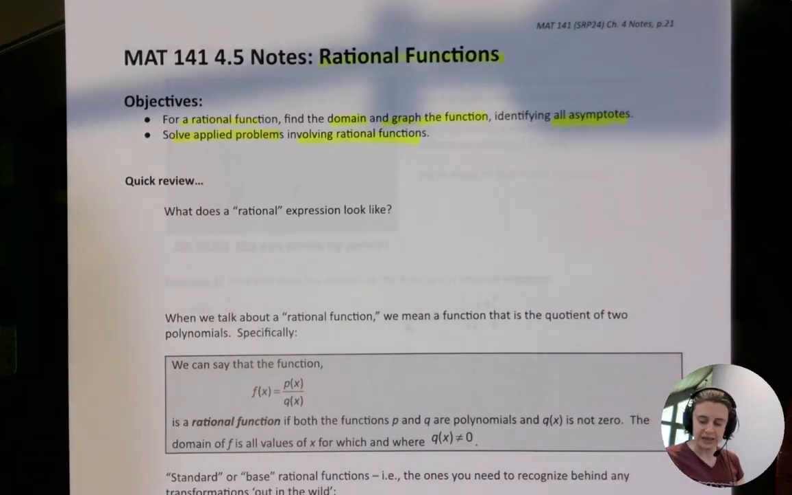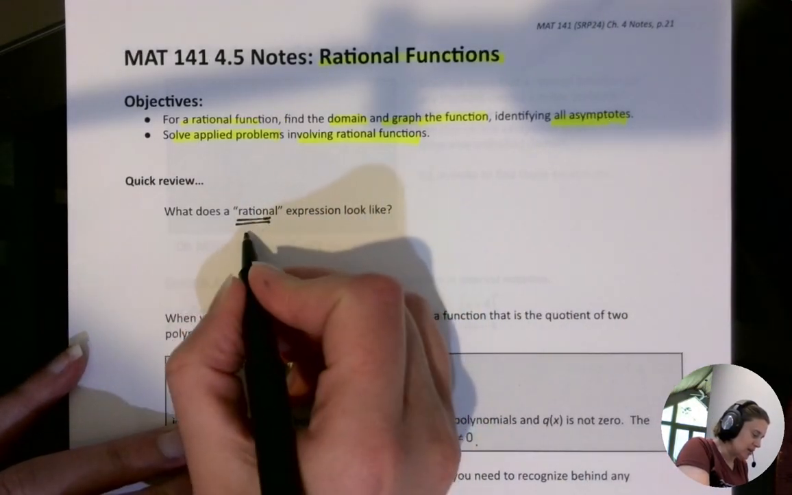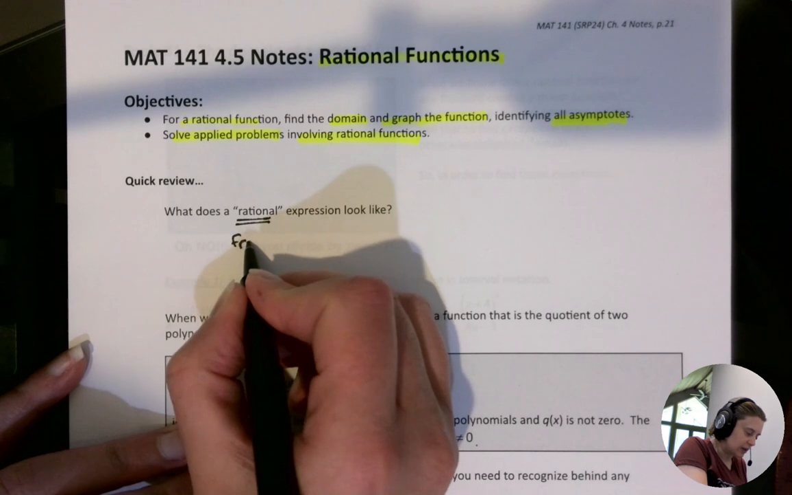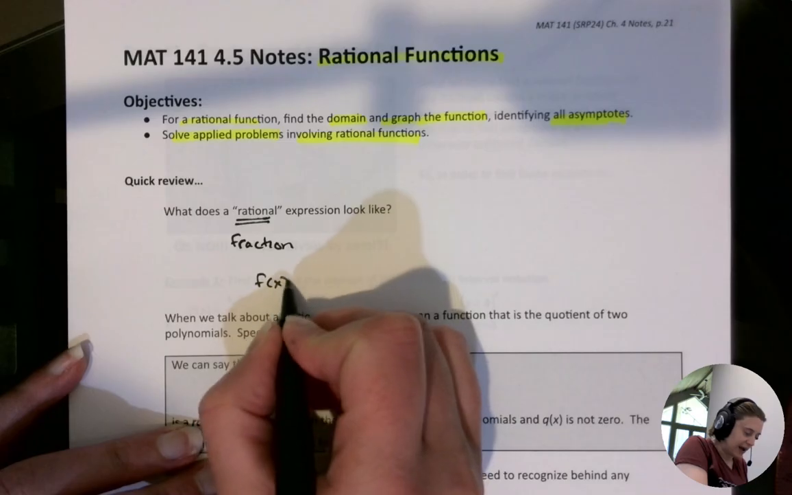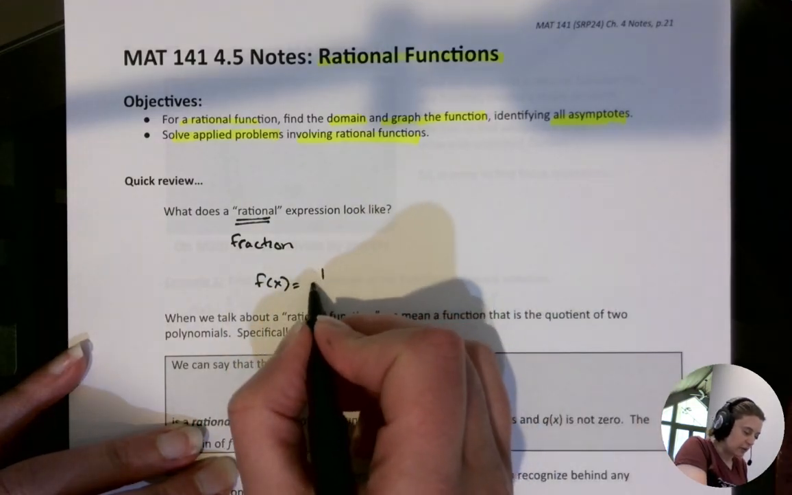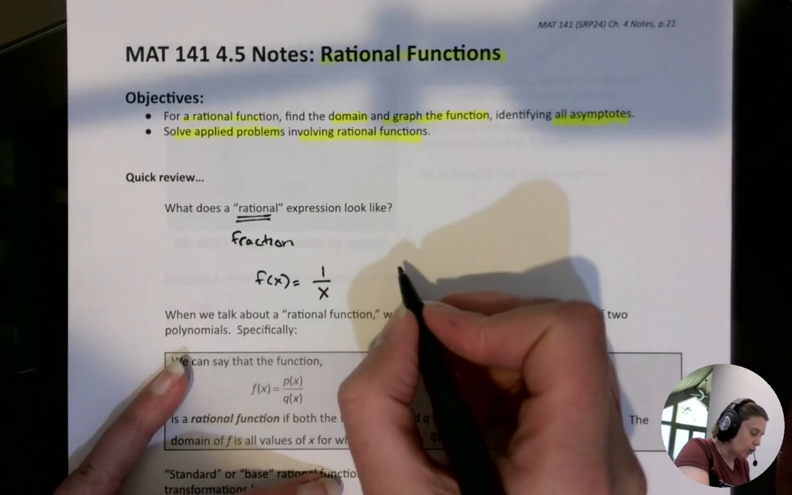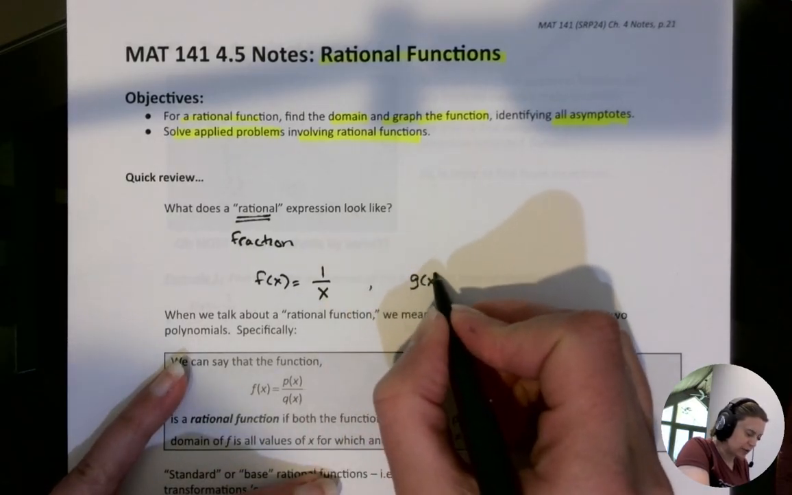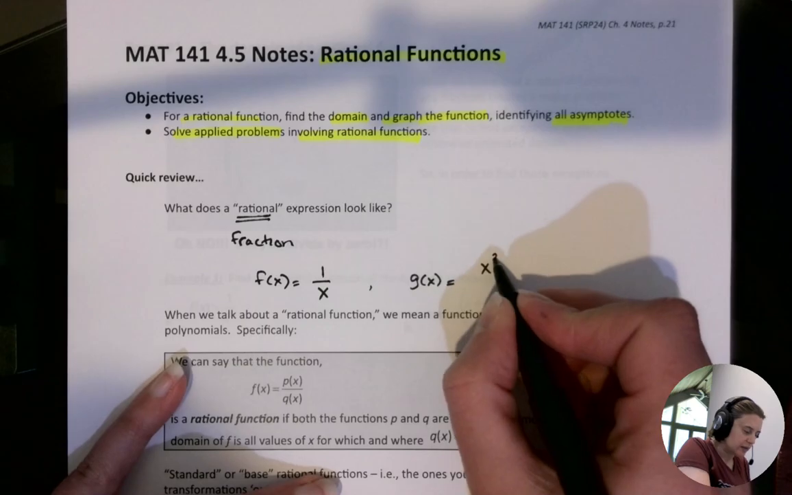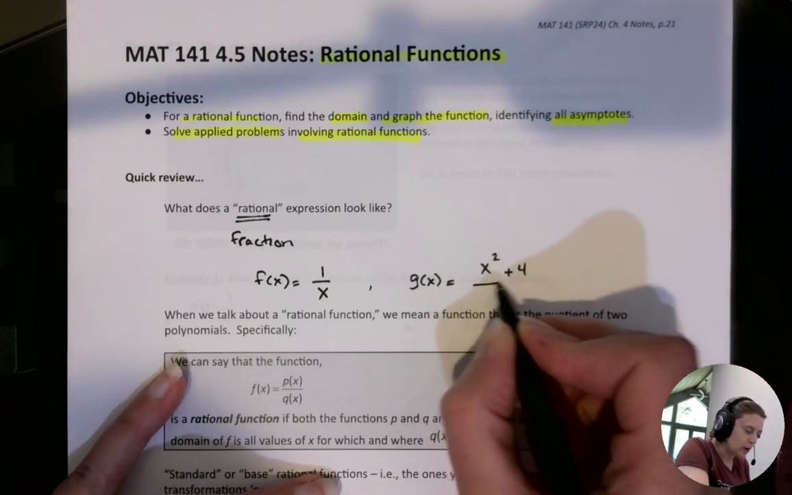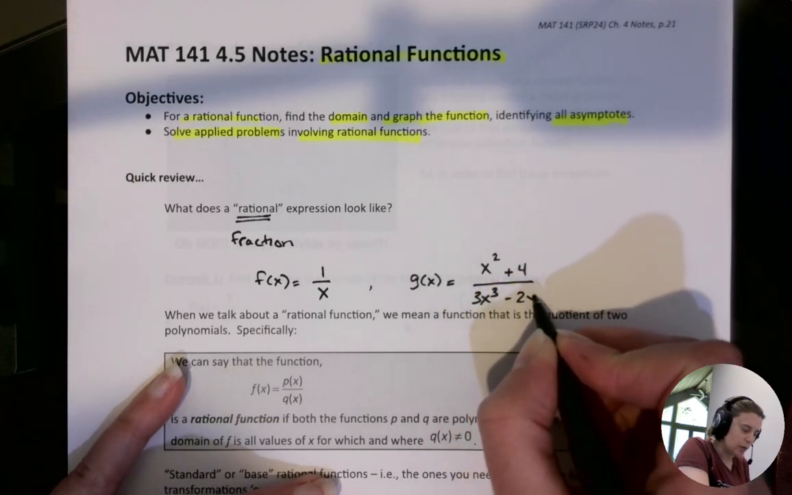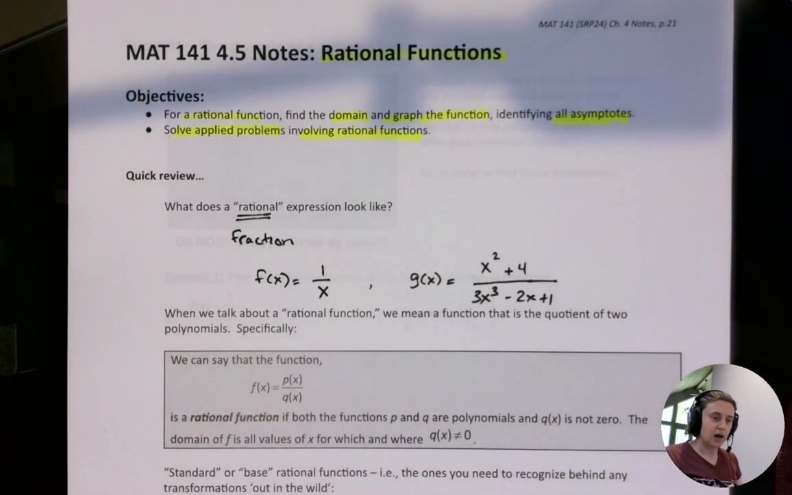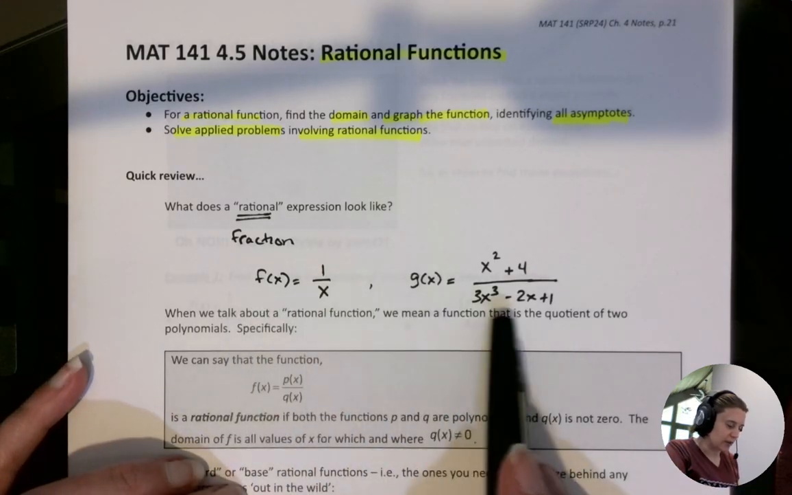Quick review. What does a rational expression look like? So a rational expression is going to be any expression that can be expressed as a fraction. For example, we could have the simplest fraction, which would be f of x equals 1 over x, or we could have another fraction where there's a little more going on in the numerator and the denominator. Let's say I've got x squared plus 4 over 3x cubed minus 2x plus 1. I'm just making these up to give a look at what a couple different rational expressions are.